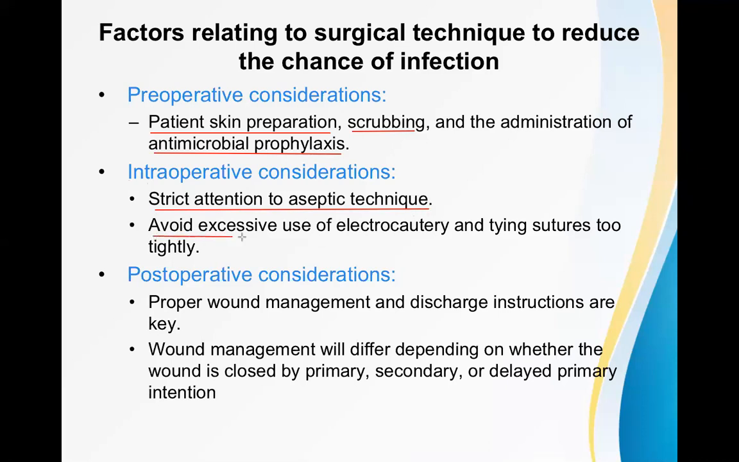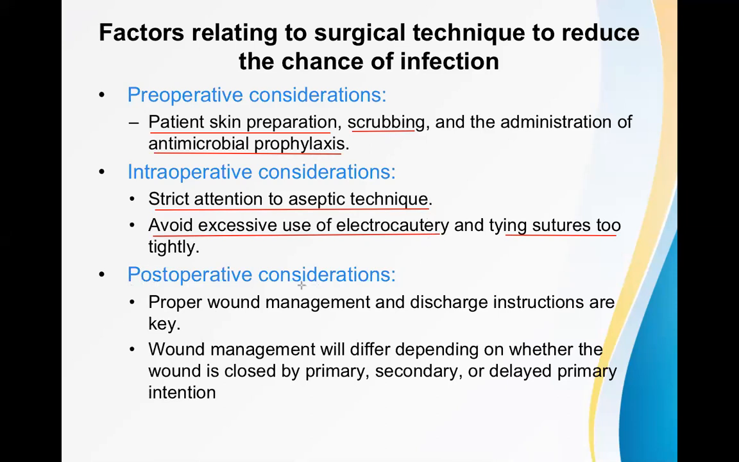Then the surgeon should avoid the excessive use of electrocautery and tying sutures too tightly. Now, excessive use of electrocautery is not preferred in the surgery. Okay, excessive use. Yes, this is a bit of a generalization. Actually, these days, many surgeons want to use electrocautery to control the bleeding and to cut the tissue, but not excessively. And then tying sutures too tightly will produce ischemia in that particular area, and this is not good. This can predispose to the infection.